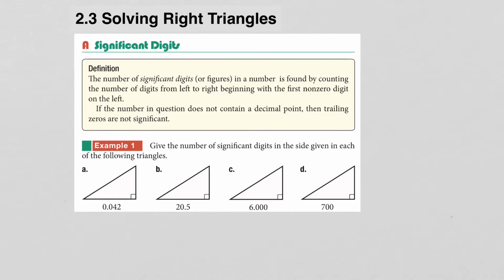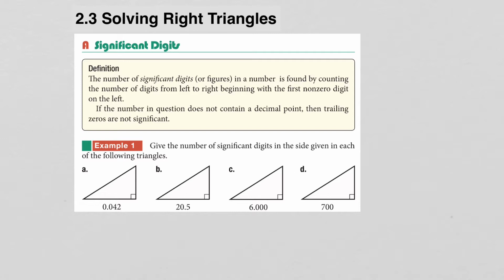In section 2.3, we look at solving right triangles. Before we solve right triangles, we need to talk about significant digits. So anytime you measure something and you write down that measurement, it has what's called significant digits.